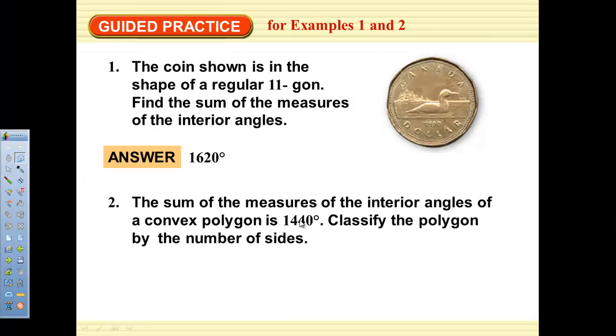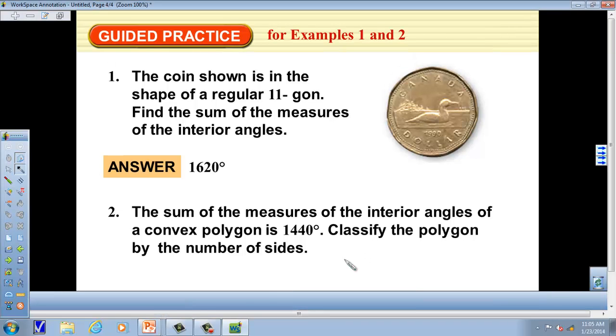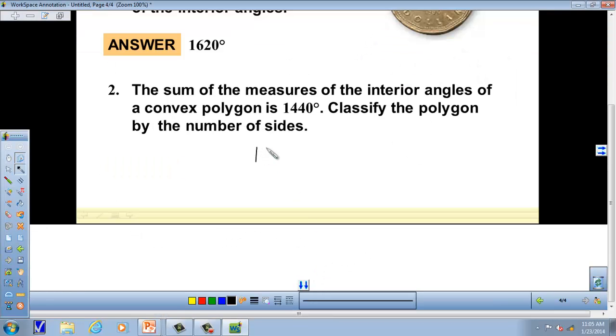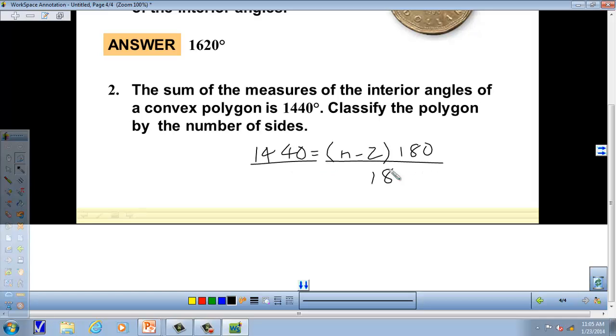Okay, here's another one where they give us the sum of the interior angles is 1440. So again, what we do is we say 1440 is equal to n minus 2 times 180. We're going to divide both sides by 180 so that the 180s cancel, and 1440 divided by 180 is equal to 8. So we get 8 is equal to n minus 2. We're going to add 2 to both sides, and if we do that, n equals 10.